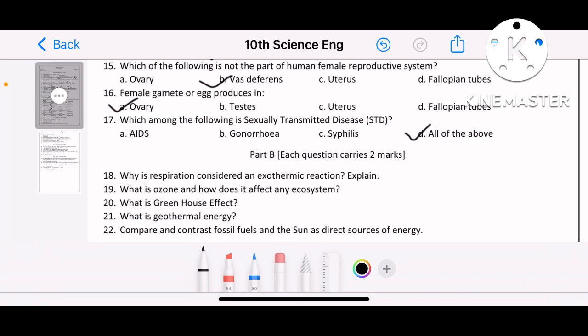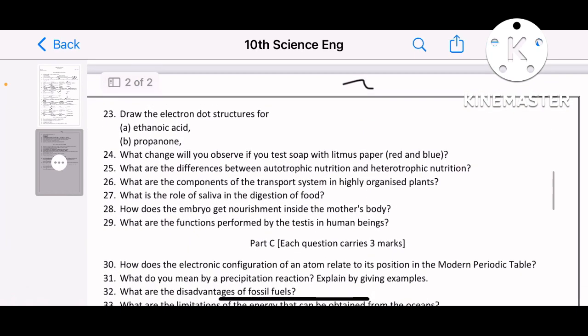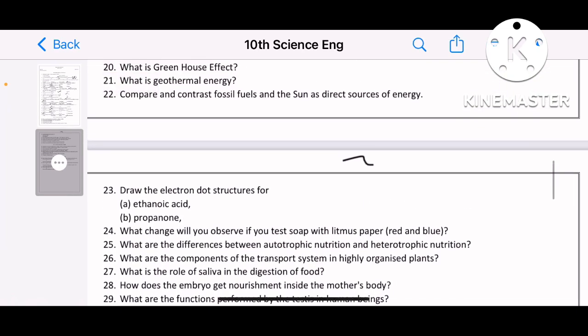Let us discuss part B. Here each question carries 2 marks. Question number 18 to 29, all the questions carry 2 marks.